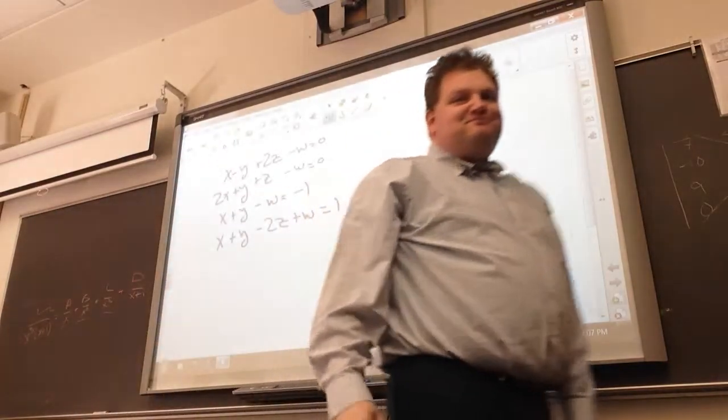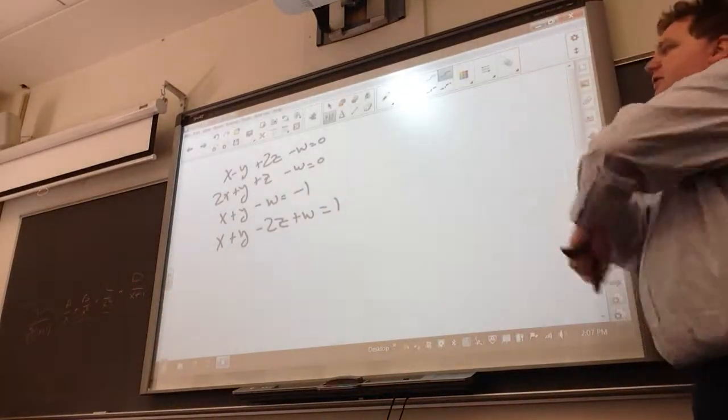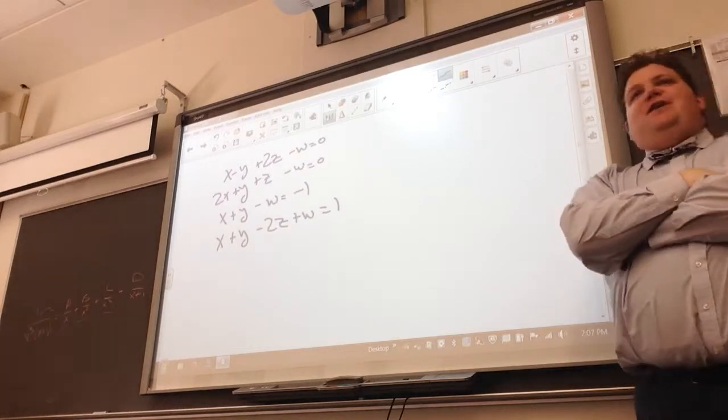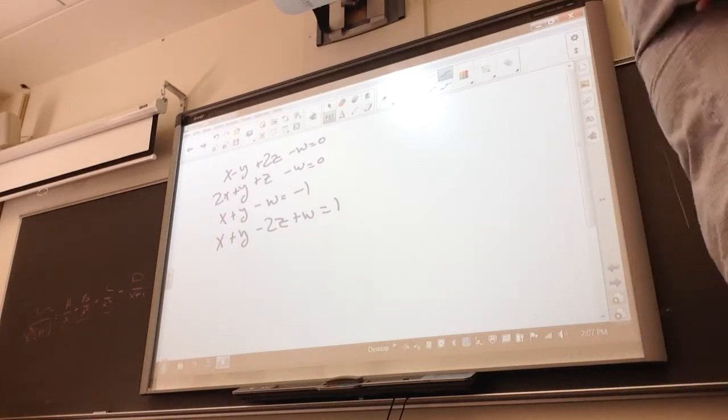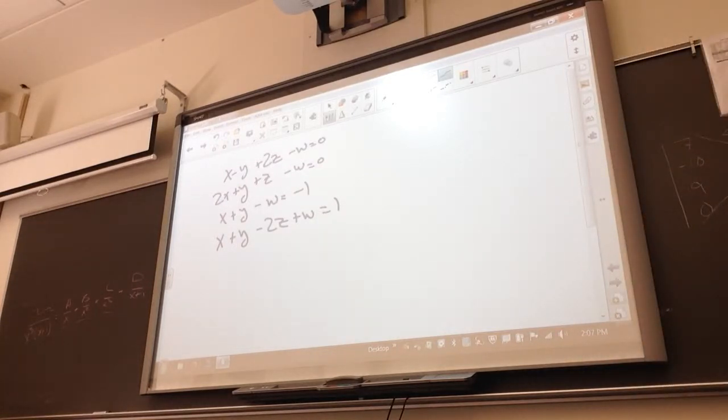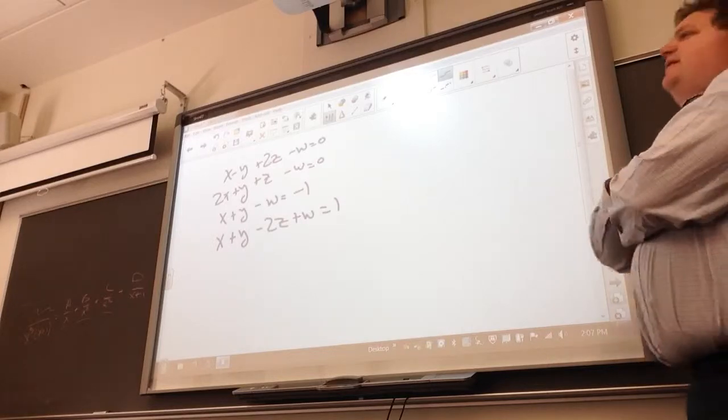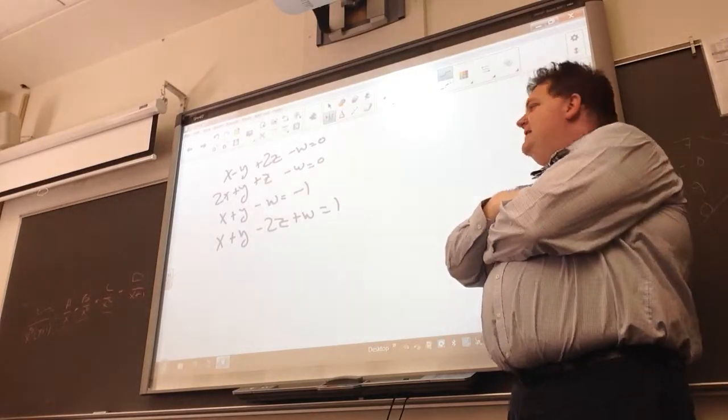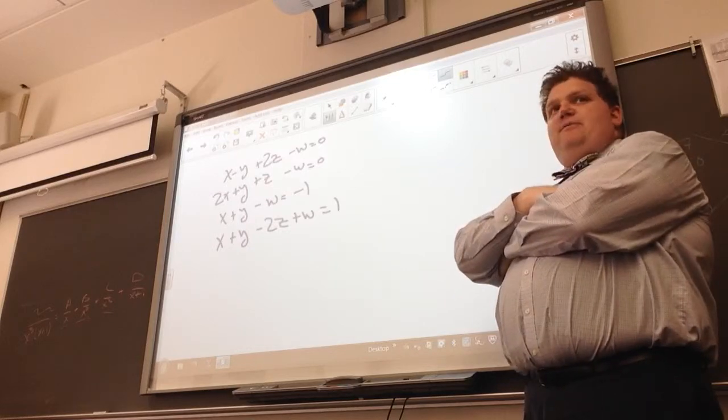Anyway, here's our next problem here. Now, how many equations do I have? 4. How many unknowns do I have? 4. Do I really want to try to solve this with substitution or elimination? Not really. It would take a while to do. It wouldn't be very pretty, would it?